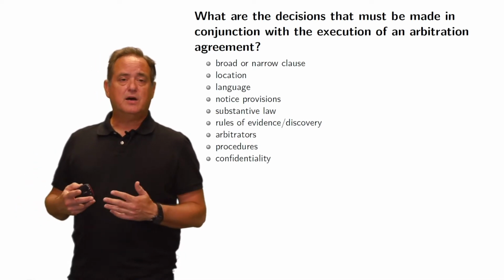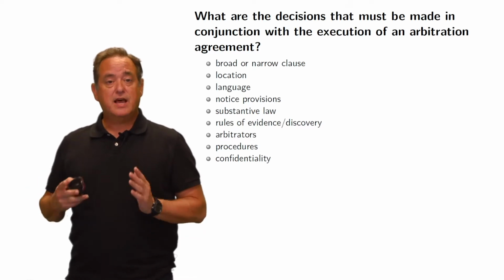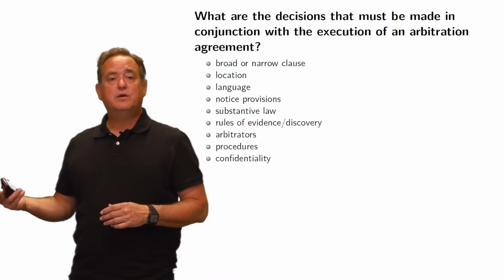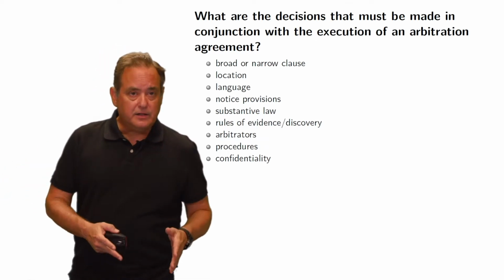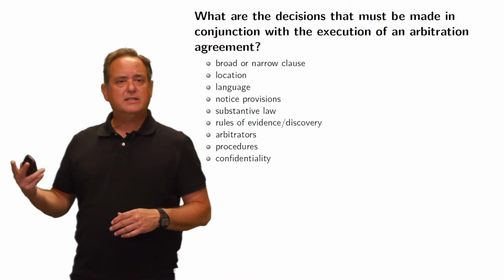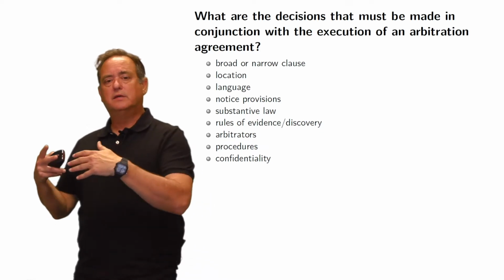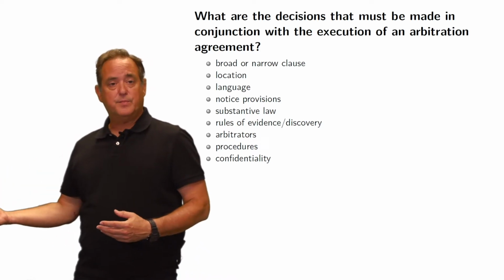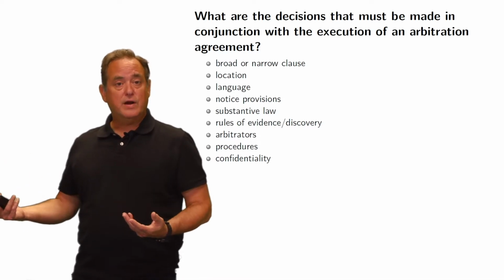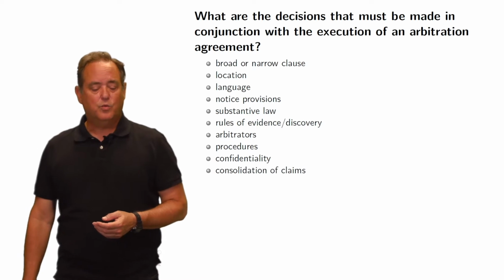Confidentiality. If we're concerned about confidentiality, we can provide for things like confidentiality not only of the proceedings, but confidentiality of the award. And we can include negative sanctions if a party violates confidentiality, meaning you could include in the agreement a provision that if the other party violates the confidentiality rules, maybe you don't have to pay. Maybe you can avoid payment of the award.